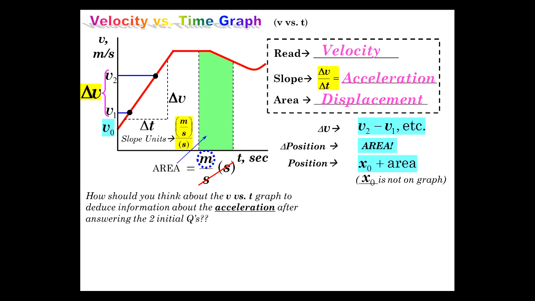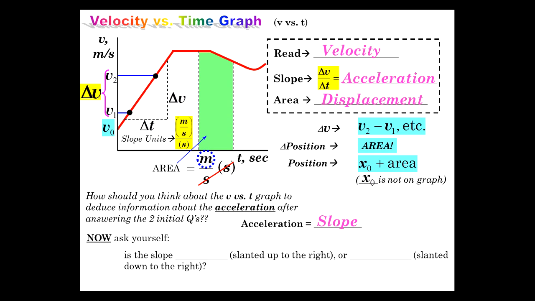Now, how should you think about the velocity time graph? To get information about the acceleration, after answering the 2 questions, which are what kind of graph am I looking at, and what information can we get from reading it, slope and area, just like we did before. So, consider that acceleration is slope, just like velocity was slope on the position graph. So, the key is the slope to get information about acceleration.